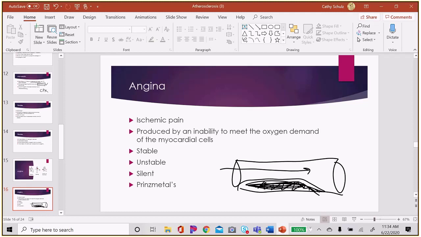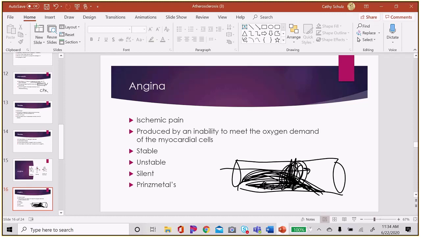So it doesn't mean that it's completely blocked. It could just be blocked enough that even at rest, you can't recover or get rid of the buildup of lactic acid, and you are starting not to meet those needs. Or it seems like unstable angina, but you're actually developing an MI or complete blockage. Maybe there's a clot there or something, so there's not blood getting to the heart muscle.